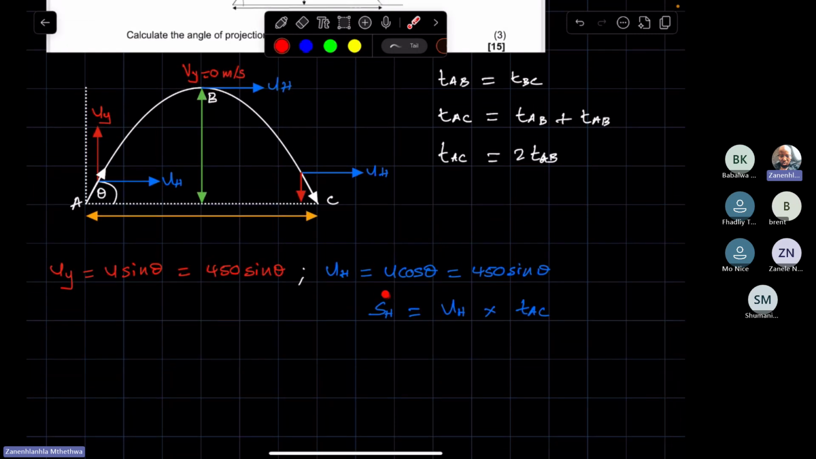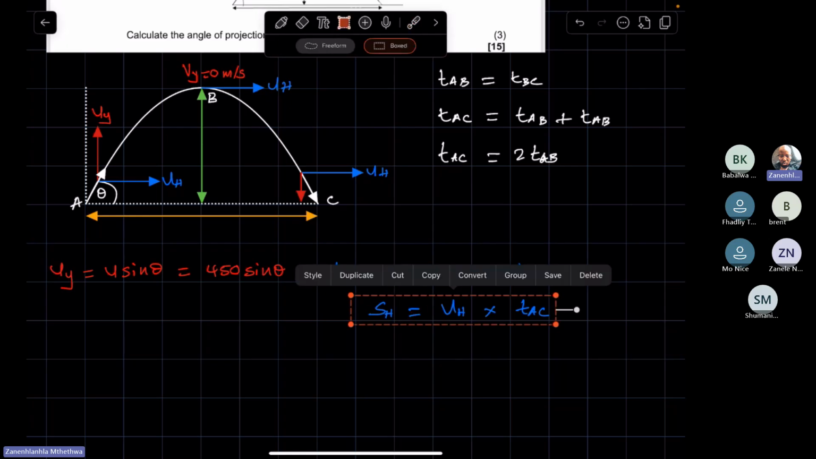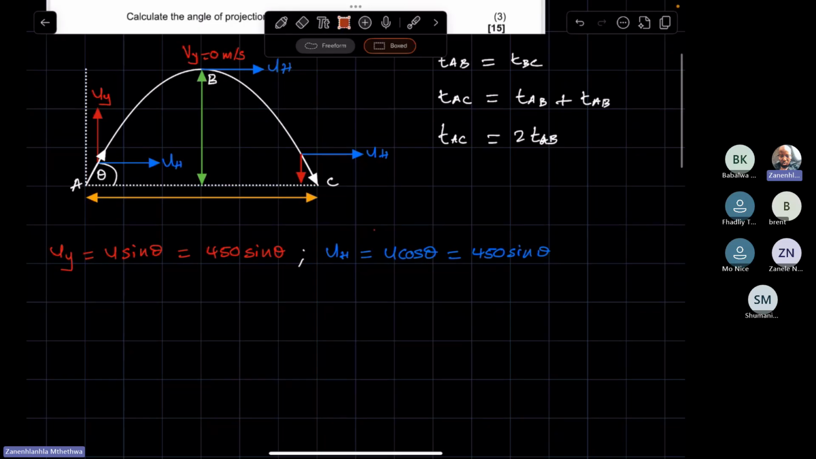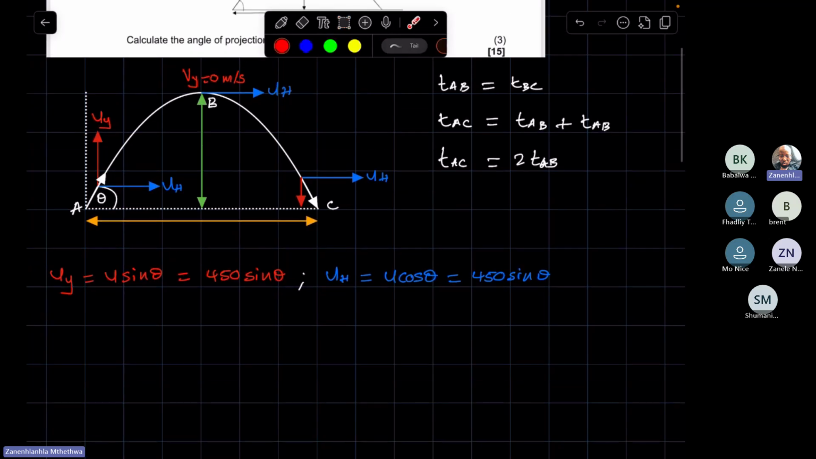Now, because we don't have the range, it means we obviously cannot use this, meaning we won't be able to use that as well. That means we can only use this. If you look at this side of the projectile, we're looking for theta. We have the initial velocity, we have the final velocity, and we have essentially the time.